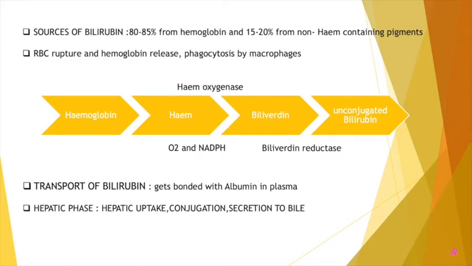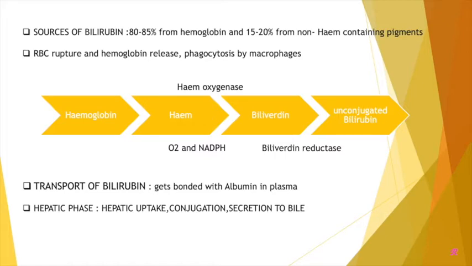As we divided the metabolism into 4 stages, we can divide the hepatic phase also into 3 stages, to understand it easily. First one is hepatic uptake, second one is conjugation, third one is secretion to bile. We'll discuss the first one, hepatic uptake.